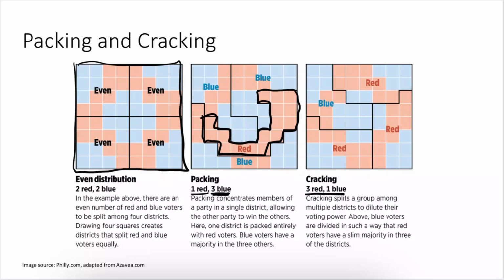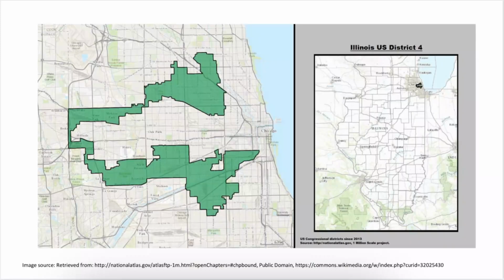Because if you take this blue area in the center and you split it up between several different districts, then that basically dilutes the voting power of that blue area. And so that would make it so that the red would win more of the districts than the blue would, even though there's an equal number of red and blue districts. And you can see examples of this in real life if you look up different voting districts.